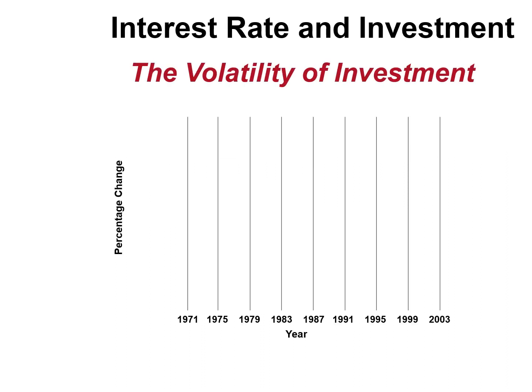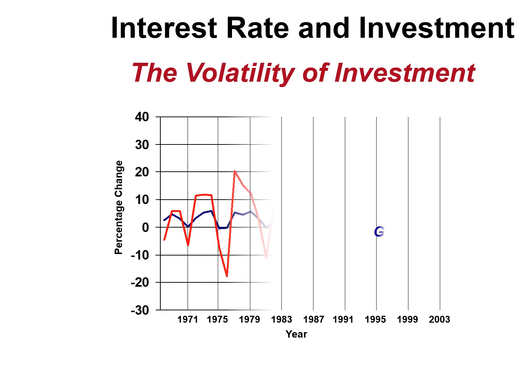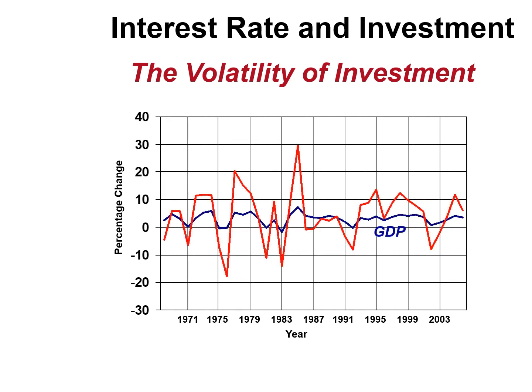Final thoughts on gross business investment. We're going to examine the volatility of investment relative to GDP over time. Looking at this chart, blue represents GDP, gross domestic product. Red represents investment spending, the amount of money that small, medium-sized, and giant corporations want to spend on capital, manufactured aids, and tools used in the productive process.